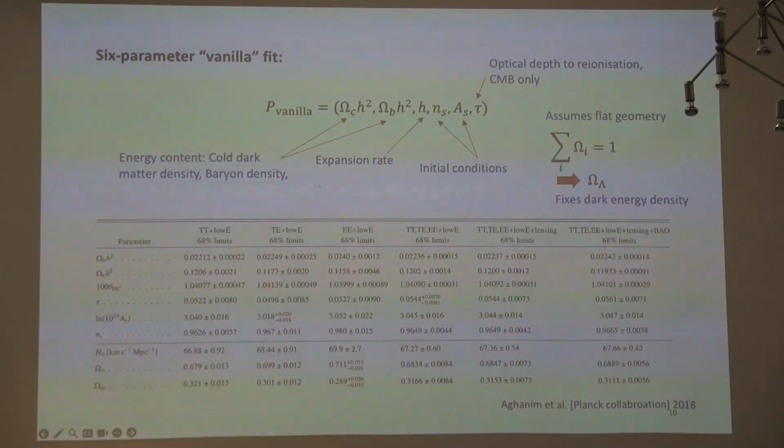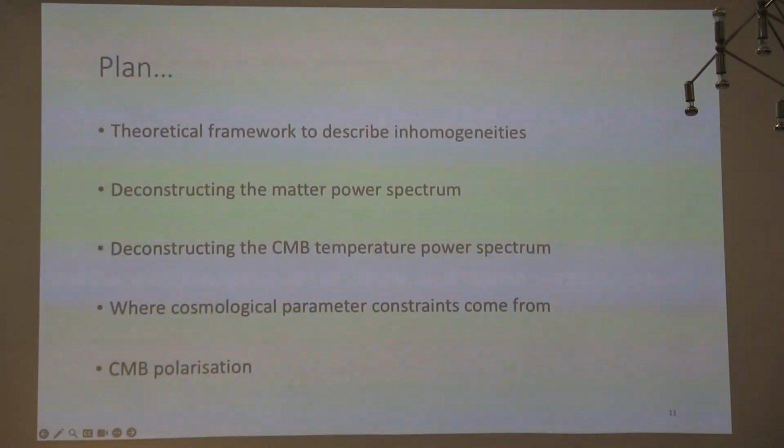So the plan of what I want to do is, as said, to give you an idea about the theory that goes into predicting these inhomogeneities, okay? And then I'll describe why the matter power spectrum looks the way it does, and why the CMB temperature power spectrum looks the way it does, and how we can use this information to constrain cosmological parameters. Okay, and finally, I'll say a few words about CMB polarization, which is basically where CMB observations are moving to these days. I really don't know if I have the time to do all of these topics, so I'll try my best to cover as much as possible.